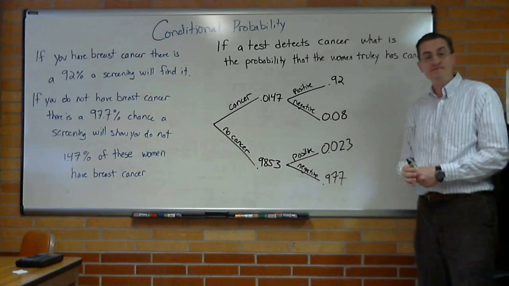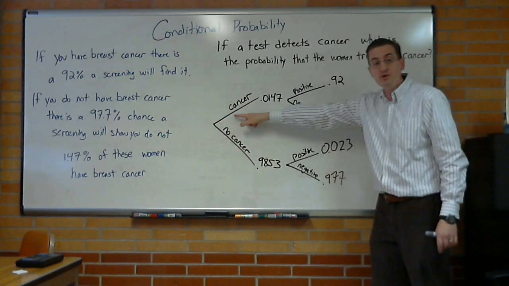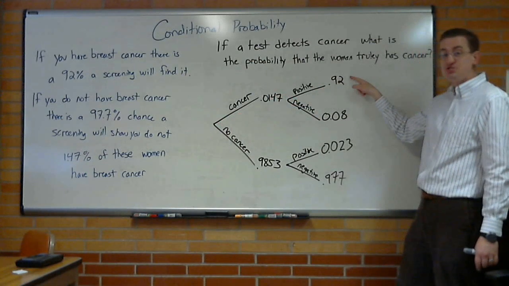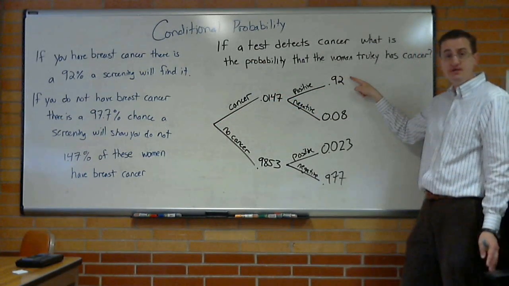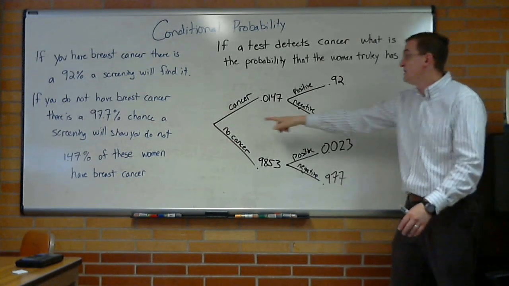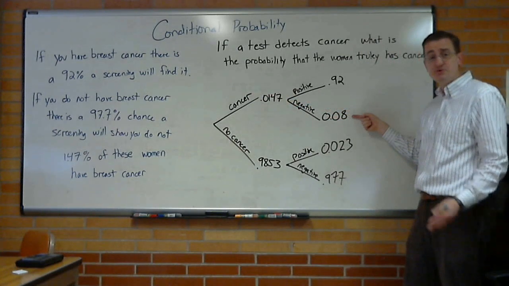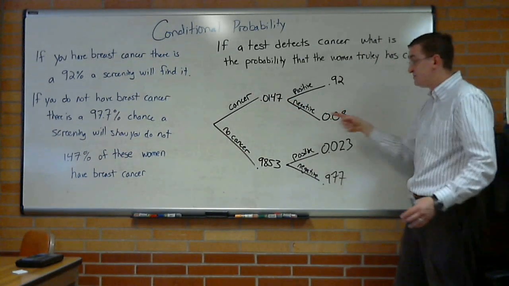Now my tree is all filled out with the probabilities for each of these 4 scenarios. This scenario is a woman who has cancer, and the test shows her that she has cancer. Is that good? The answer is yes, it's good. We want her to know she has cancer. Here, a woman has cancer, and the test says she does not. This is bad. This is someone who's going undiagnosed and could be getting help.